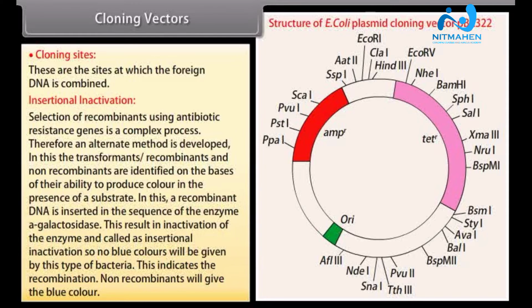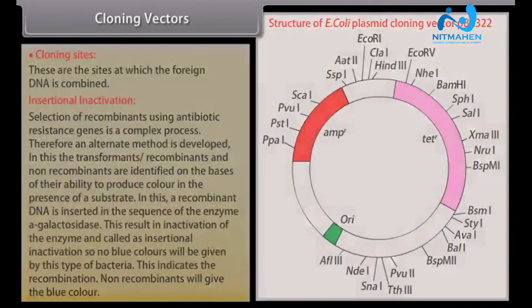This results in inactivation of the enzyme and is called insertional inactivation, so no blue color will be given by this type of bacteria. This indicates the recombination. Non-recombinants will give the blue color.